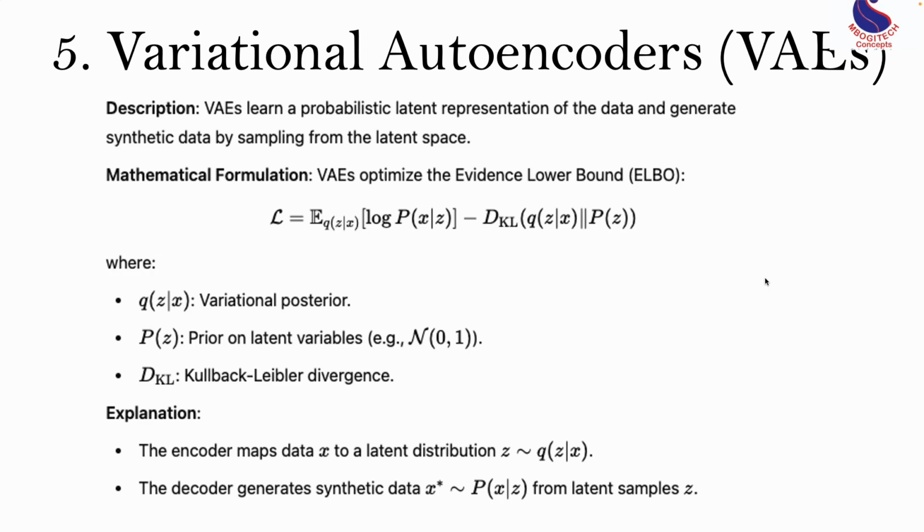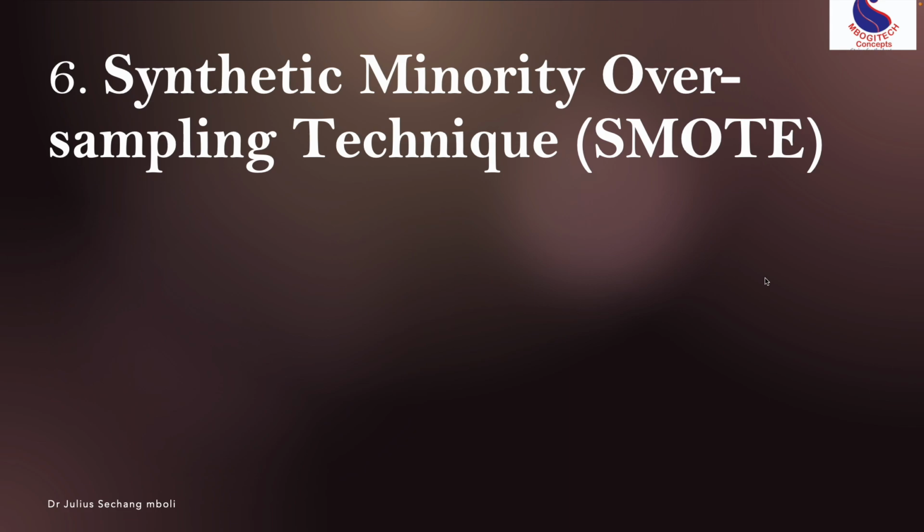Now the encoder maps data X to the latent distribution, and the decoder generates synthetic data. So this is what is happening here. It's basically encoding and decoding. That is what VAEs are built upon. Yes, so to keep it brief, maybe we can leave it at this point and go to the next one. The next one is SMOTE, or what we call Synthetic Minority Oversampling Technique.